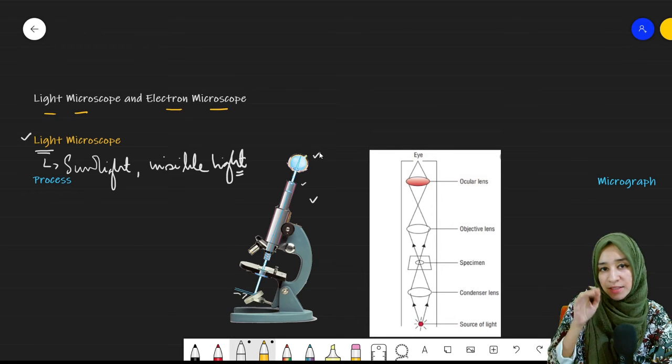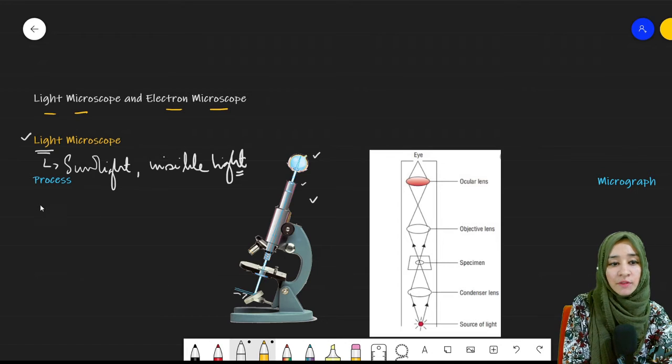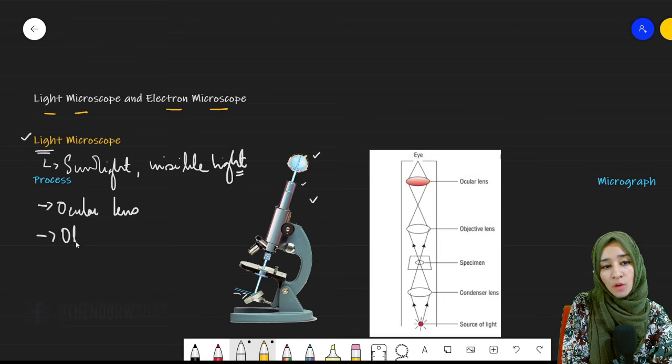So this is the basic principle. Now there are three types of lenses that are present in it. First one is the ocular lens. Second one is the objective lens.